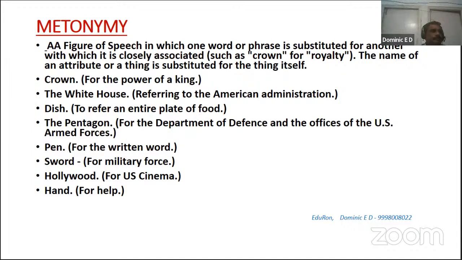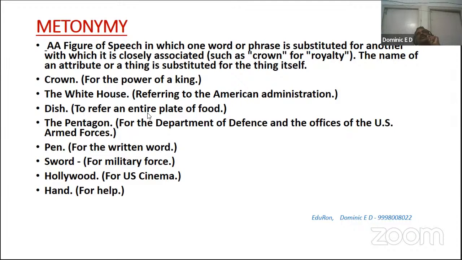Metonymy. It's a figure of speech in which one word or phrase is substituted for another with which it is closely associated, such as crown for royalty. The name of the attributed thing is substituted for the thing itself. So in metonymy, there are different forms of using it. A substitution of name. For example, crown for the power of a king. White House, referring to the American administration. Like that, substitution of the name is taking place.